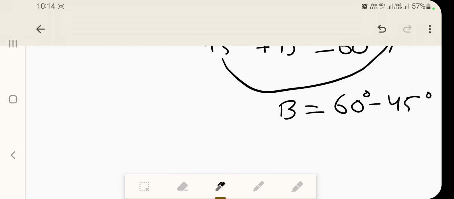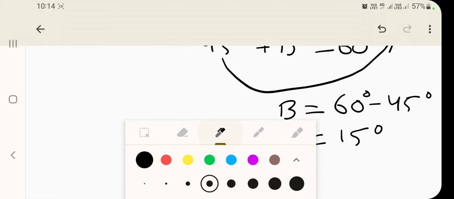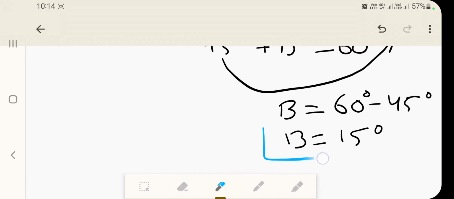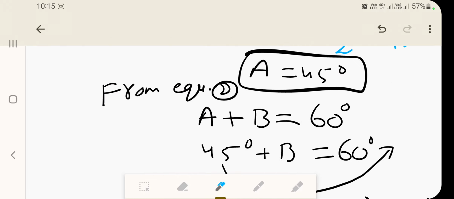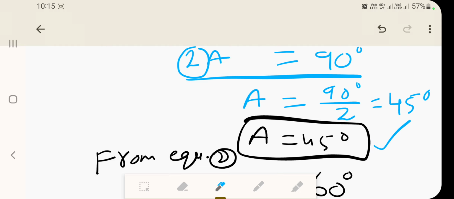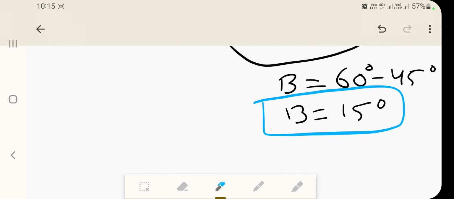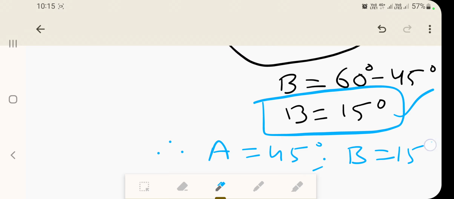So what is 60 minus 45 degrees? It is nothing but 15 degrees. So we got the angle value of B also, which they have asked. We got the value of A as 45 degrees and the value of B as 15 degrees. Therefore A is equal to 45 degrees, B is equal to 15 degrees.